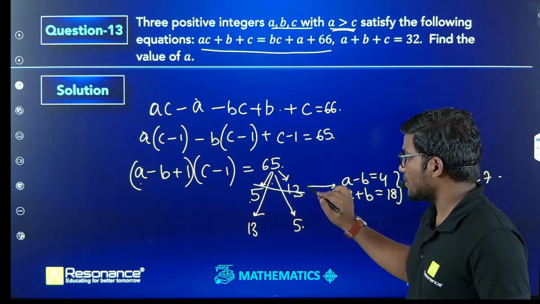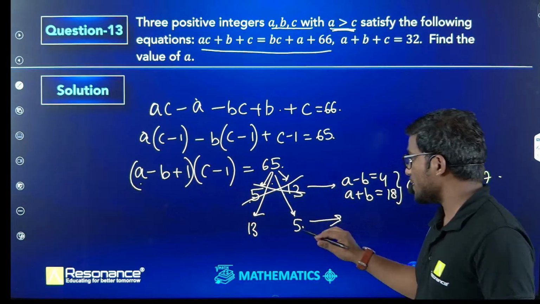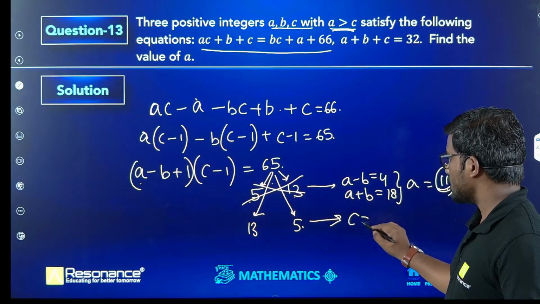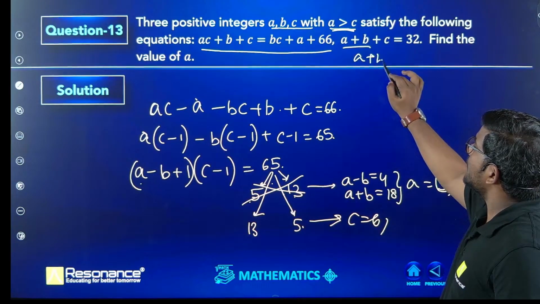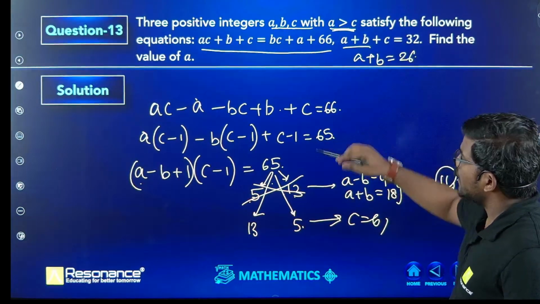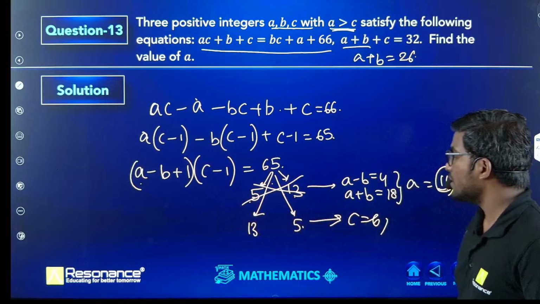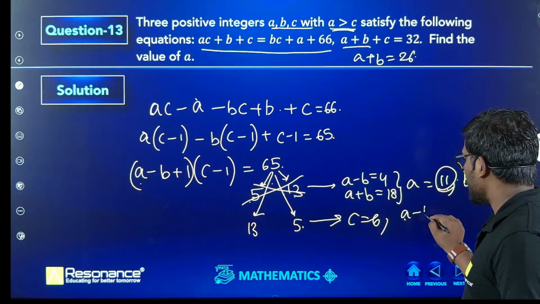So this case is not valid. So we'll move on to the next case where c will become 6. So a plus b will become 26 and a minus b will become 12. So a minus b is 12.